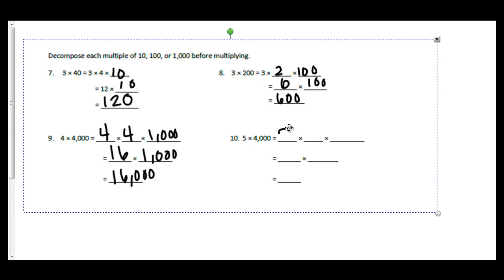All right, so I have 5 times 4 times 1,000 gives me 20 times 1,000 gives me 20,000. Be sure to do the practice before you do the exit slip, and good luck to you.